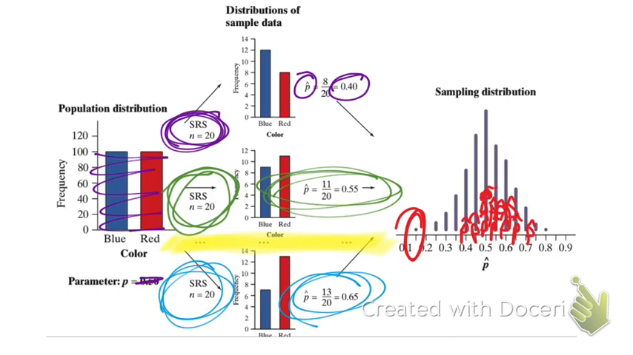Or what if that was Luke? And when he went to take his sample, he peeked in the bag and stayed away from the red marbles. What if he had some bias there? Well, we could use this to see what's the probability of getting this low of a result. It would be very small, okay? All right, that is the intro to sampling distributions.